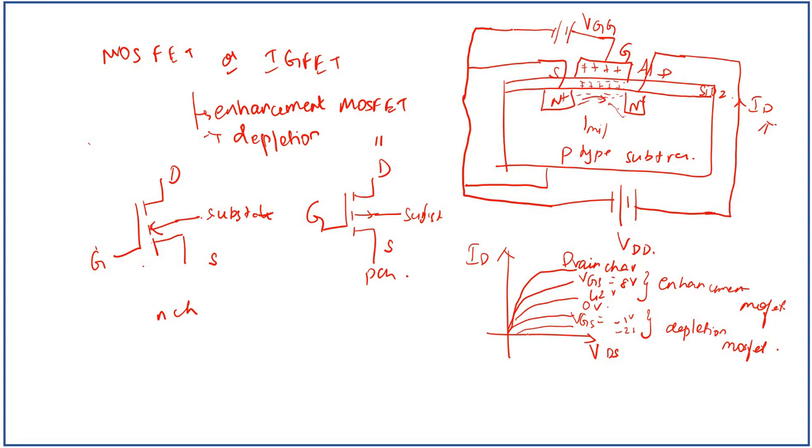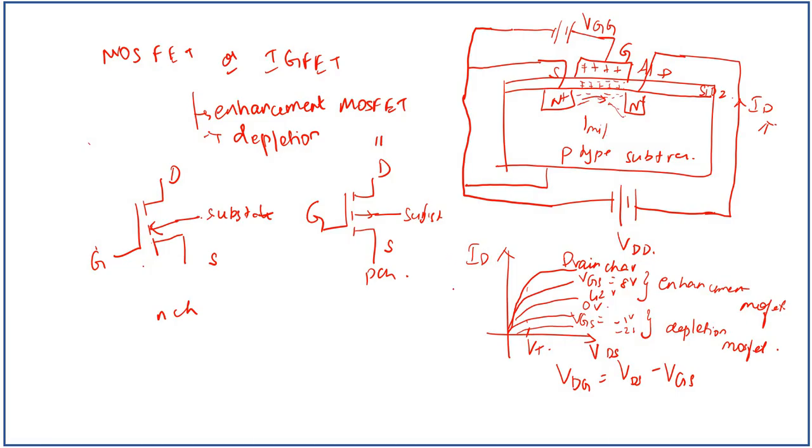The current starts to increase from a threshold voltage called VT, and this is the drain characteristics. The curve is VDG equal to VDS minus VGS, and VDS at is VGS minus VT, the threshold voltage.